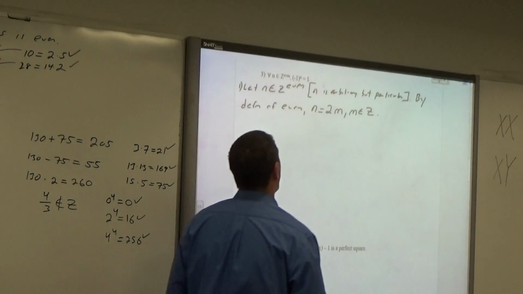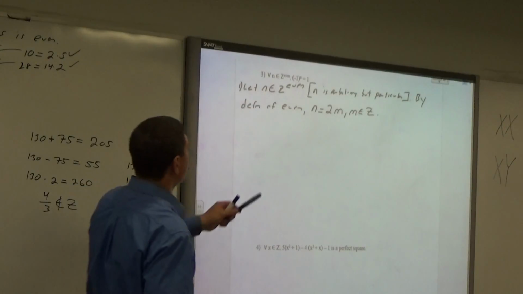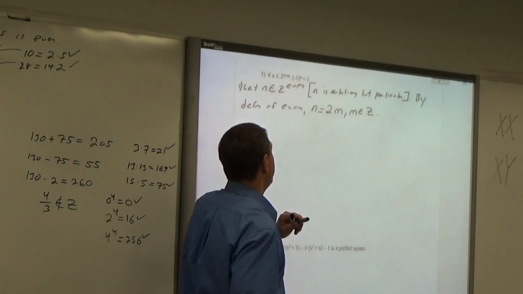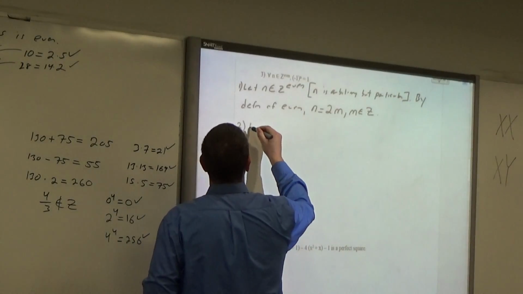All right, so that's step 1. We can all do that. We can define a variable, we can use the definition of that variable. Now we have to substitute. All we're trying to do is show that -1 to the n is equal to 1. So here's our substitution.